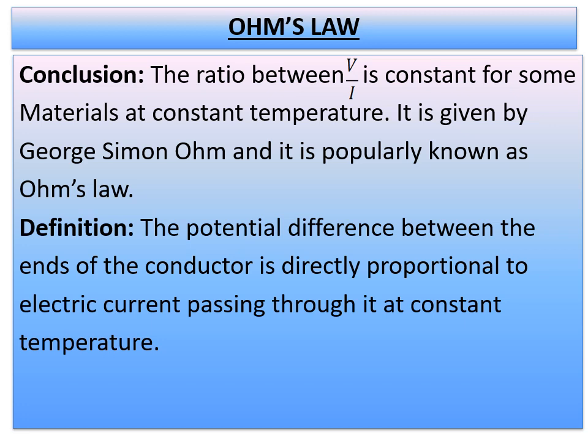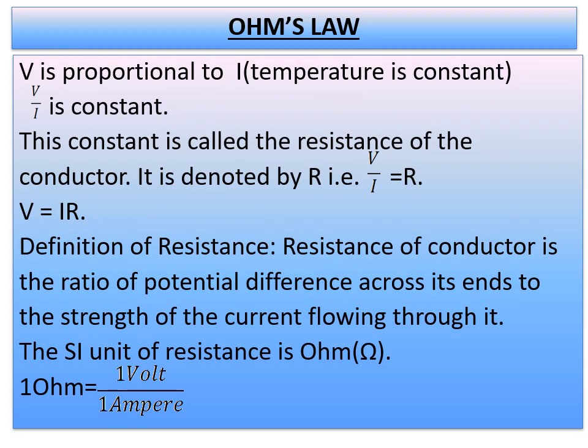The ratio V by I is constant for some materials at constant temperature. It was given by George Simon Ohm and it is popularly known as Ohm's law. So the definition of Ohm's law is: the potential difference between the ends of a conductor is proportional to the electric current passing through it at a constant temperature. V is proportional to I, where temperature is constant. You have to remember V by I is constant, children.